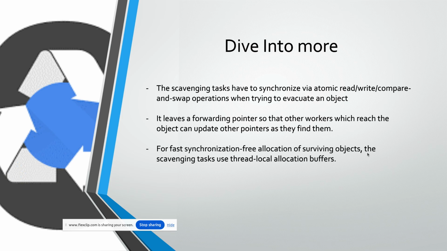I added two more, so it leaves a forwarding pointer, so the other worker which reaches the object can update other objects as they find them. For fast synchronization and free allocation of surviving objects, the scavenging tasks use thread local allocation buffers.